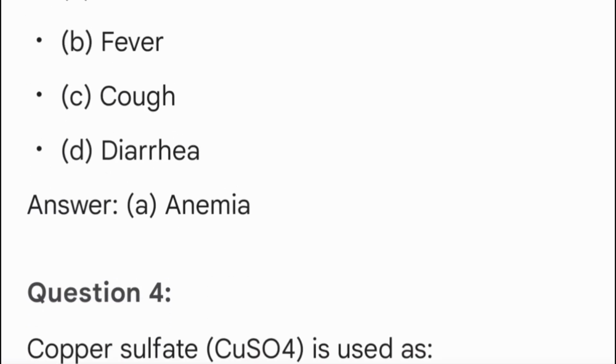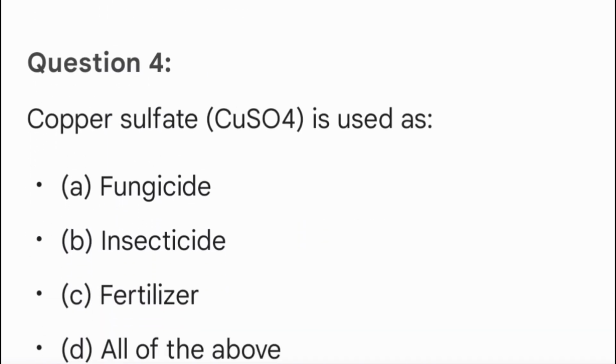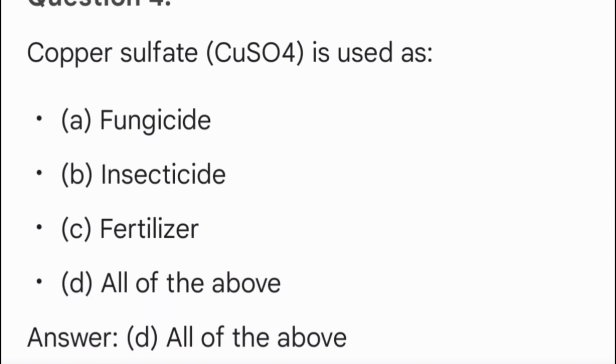Question 4. Copper sulfate, copper 2 sulfate, is used as A. Fungicide. B. Insecticide. C. Fertilizer. D. All of the above. Answer. D. All of the above.